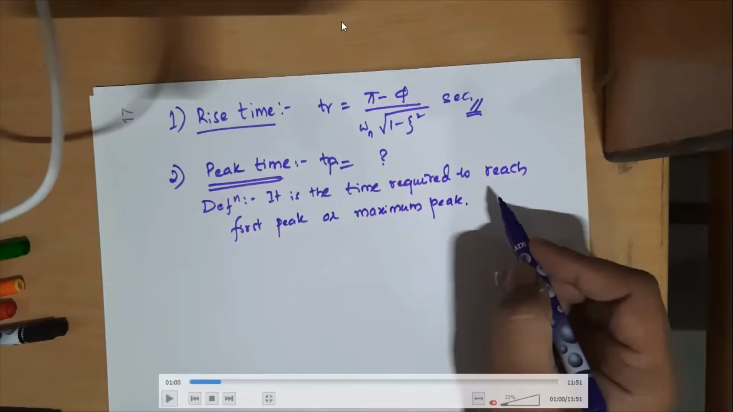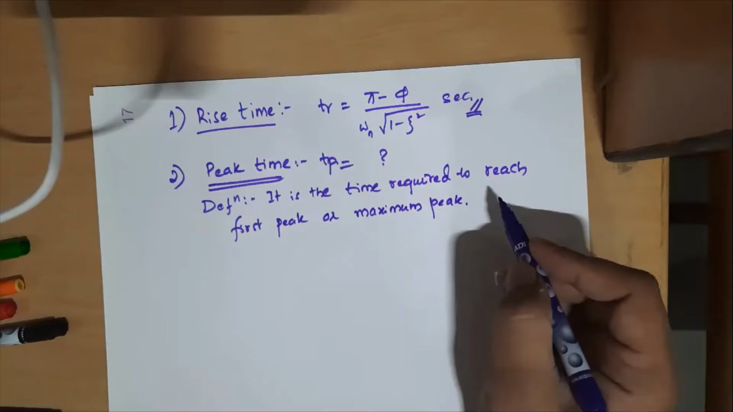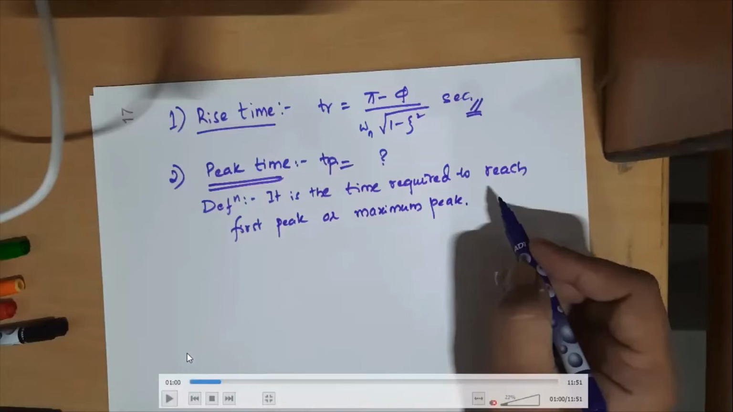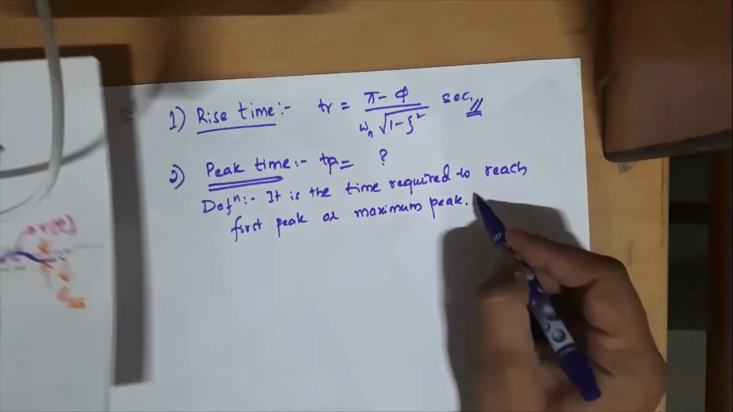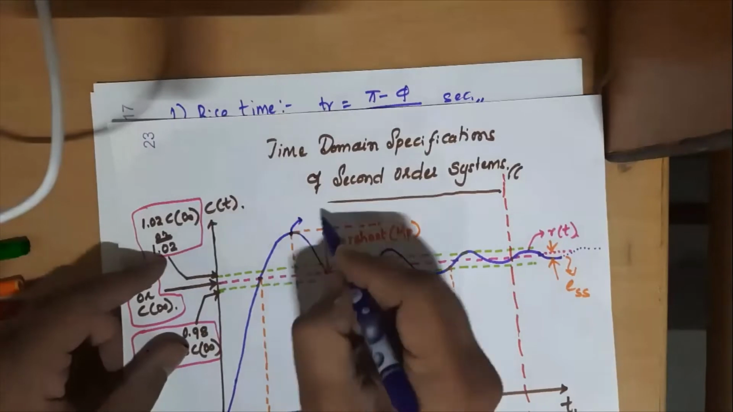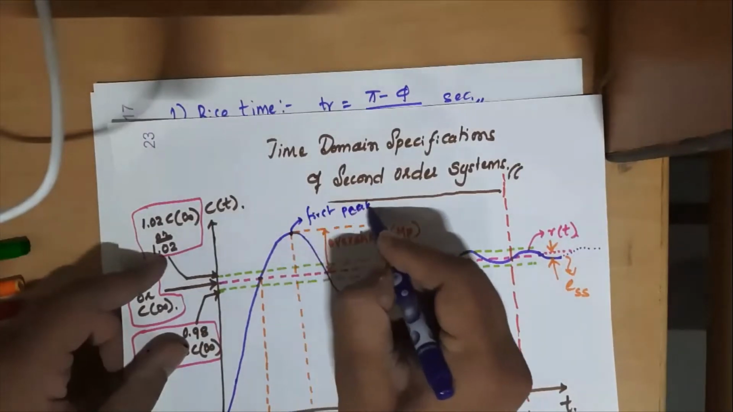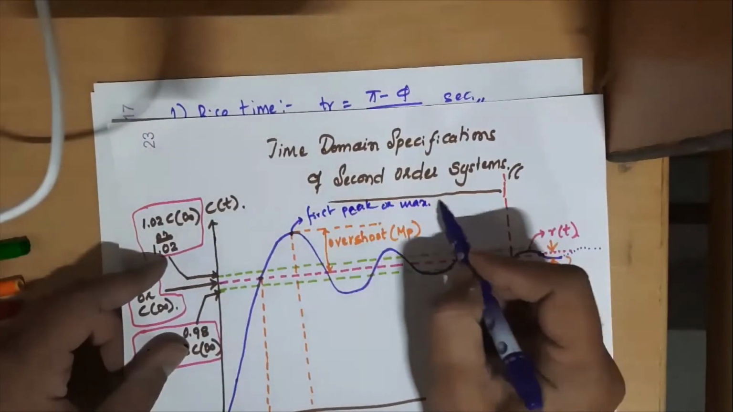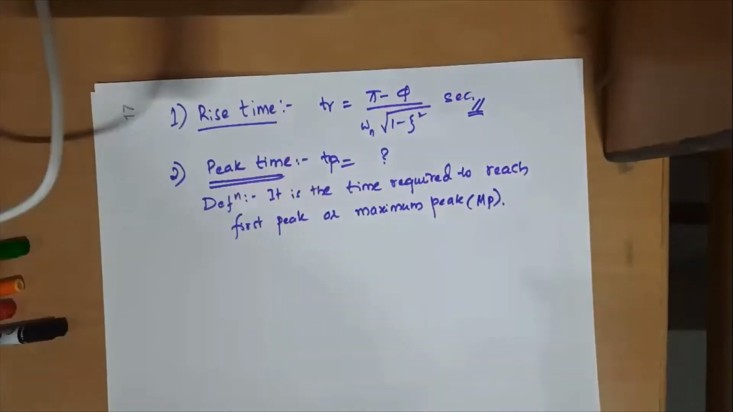We'll proceed now. So we have done a derivation for the rise time, and now it is peak time. The definition is it is the time required to reach the first peak or maximum peak that we have seen in the time response graph. So this is called the first peak, also the maximum peak.